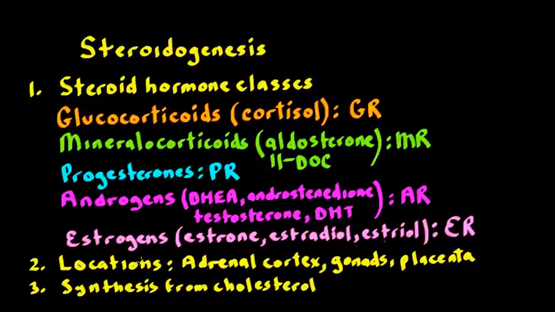Now, for the locations of the steroid hormone synthesis, the adrenal cortex is very important. The adrenal cortex, remember, is the outer layer of the adrenal gland that surrounds the adrenal medulla, and there's actually 3 zones that have different hormones that are secreted that we'll talk about in a little bit. The gonads, the ovaries, and the testes, they have specific cell types that express different enzymes and make different hormones that we'll talk about a little bit. And the placenta is a very important source of steroid hormones during pregnancy.